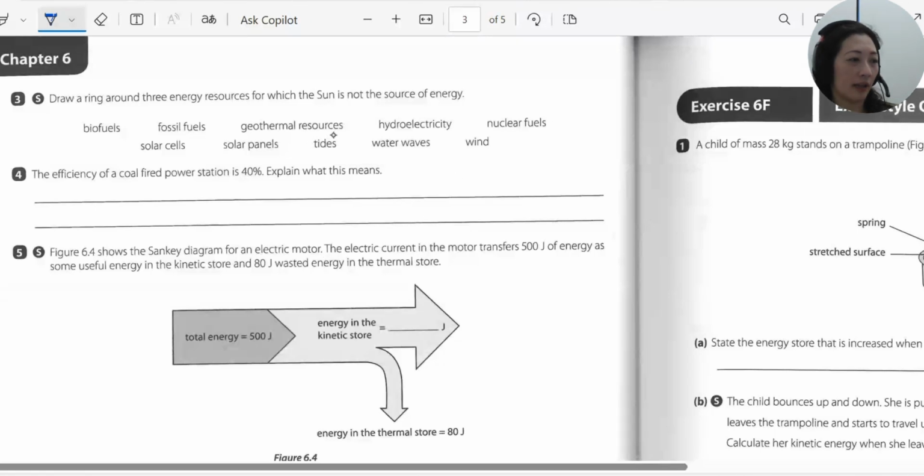So T and G: tidal, nuclear, and geothermal.